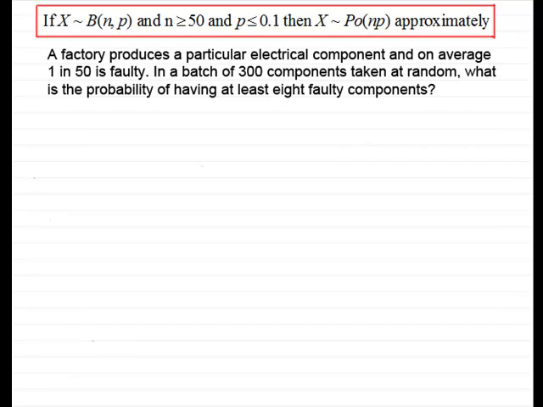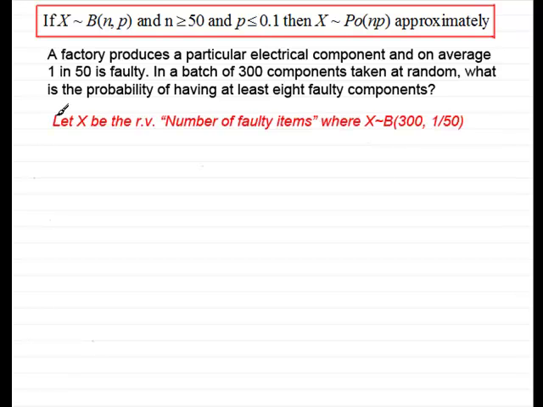So we need to define a random variable x here, and I've done it here. Let x be the random variable number of faulty items, where x is distributed as a binomial distribution, n is 300, and the probability of getting a faulty item is 1/50th.